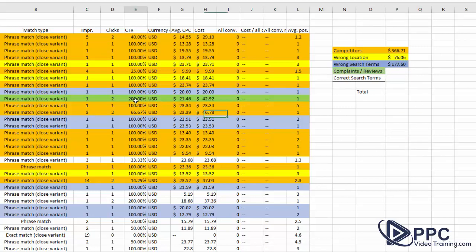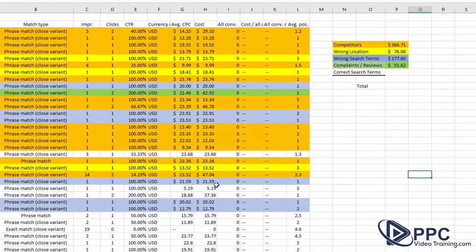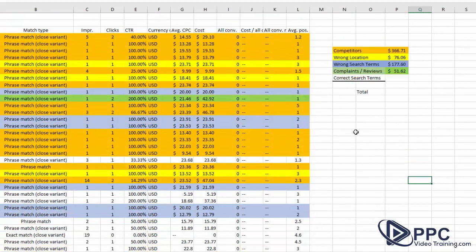Now the green ones are where someone was looking for another company, just like up here, but they were looking for complaints or reviews about that company. And once again, these keywords came up and it ended up costing $51.62. So you want to make sure that you're always adding in complaints or reviews, unless it's actually your company they're looking for reviews on and you want your ads to show up there. But you want to make sure that you're avoiding these mistakes. This is why we're doing this video.